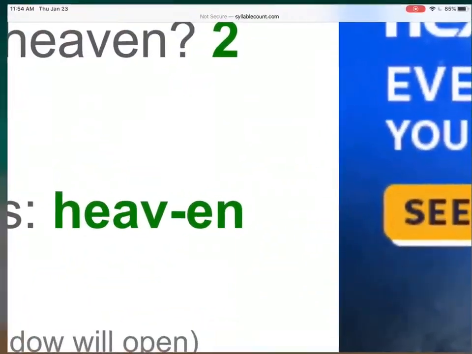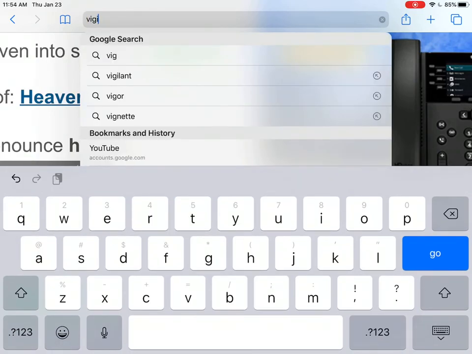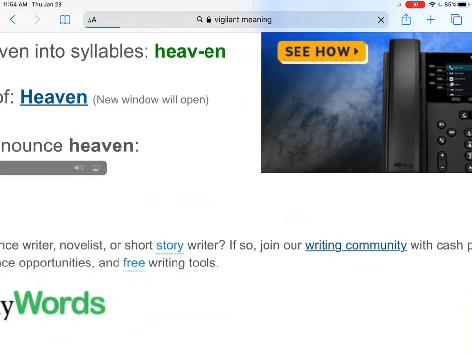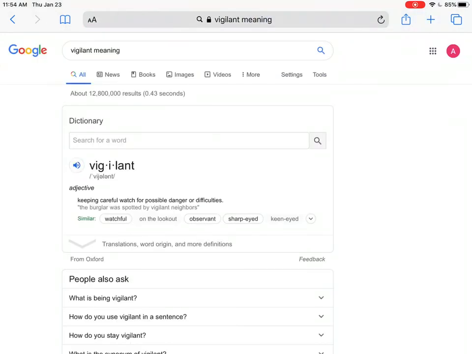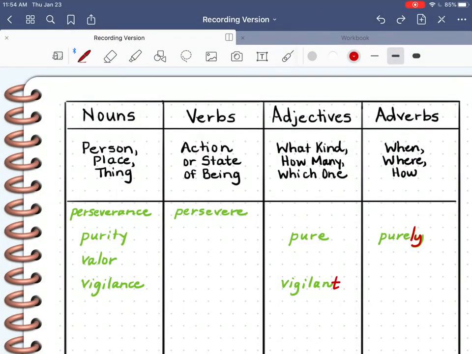So I'm going to pull up Google and I'm going to start typing the word vigilant. And I'm getting a lot of different suggestions here. I'm going to go with vigilant meaning just to check my spelling. And there it is. We have it right. Vigilant. But if you're not sure, please check. Don't assume that it's not right or it is right. Go make sure. And that will help you build your vocabulary.